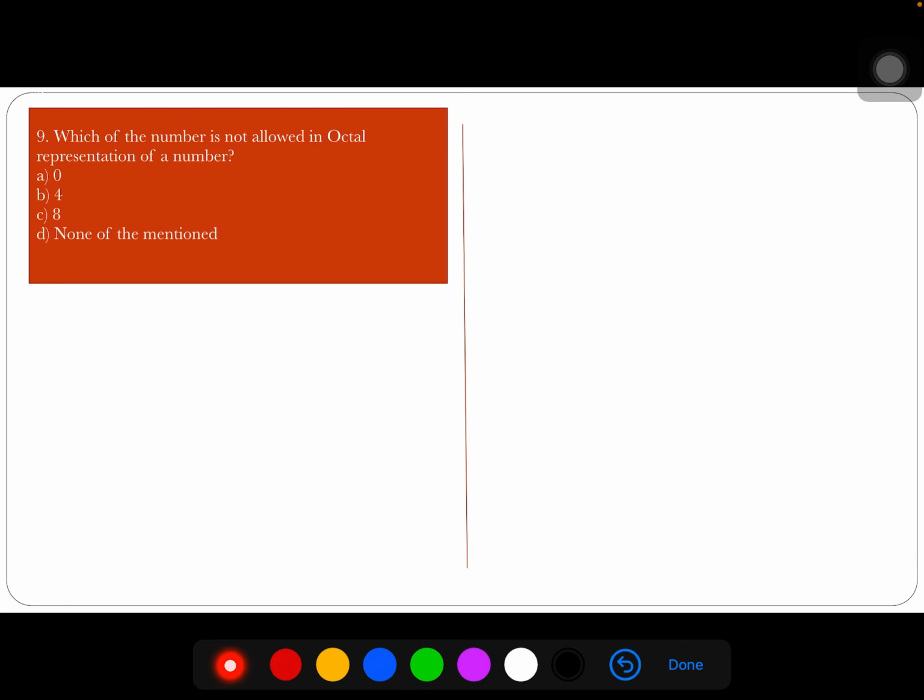Next question is, which of the numbers is not allowed in octal representation of a number? First of all, understand that if the number system is octal, then you can represent 0 to 7 over there. That means you can represent 0, you can represent 4, but you cannot represent 8 in that system. Therefore, the option is 8, because you can only represent from 0 to 7.